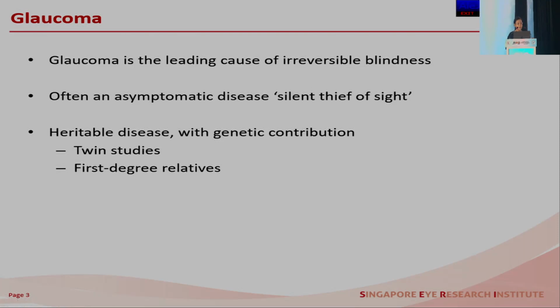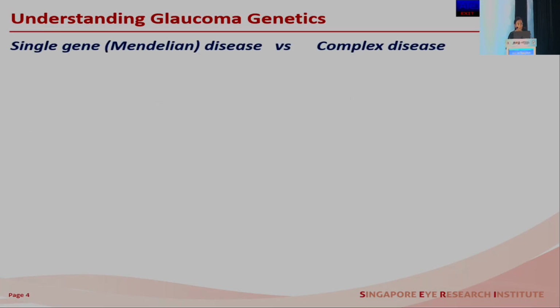As we know from twin and family studies, glaucoma is a highly heritable disease with genetic predisposition. Glaucoma can occur at all ages, and it exhibits both a single gene or Mendelian disease inheritance pattern as well as a complex disease. So what's the difference between them?